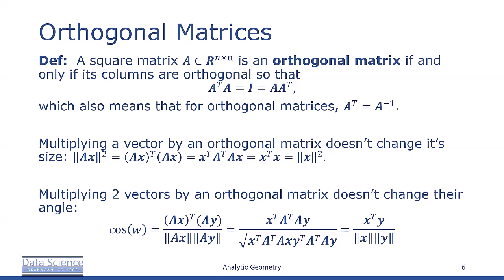So this means that orthogonal matrices preserve both angles and distances, which is kind of neat. It turns out that orthogonal matrices define transformations that are both rotations and flips. In future videos, we're going to talk about rotating vectors using orthogonal matrices.